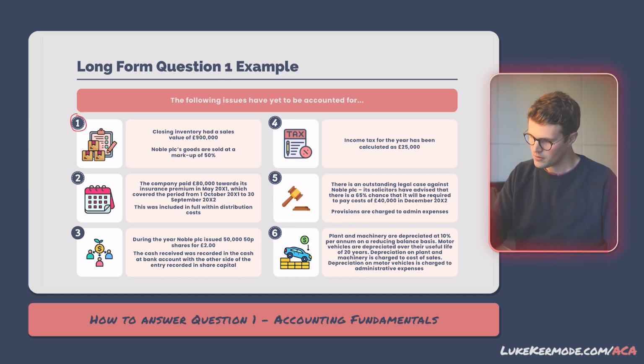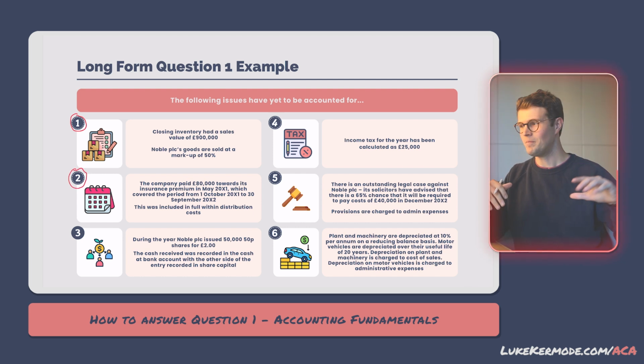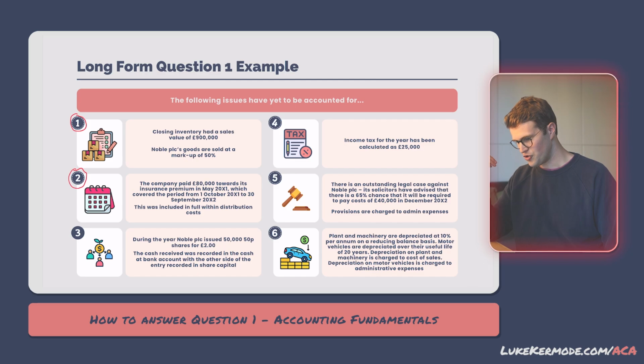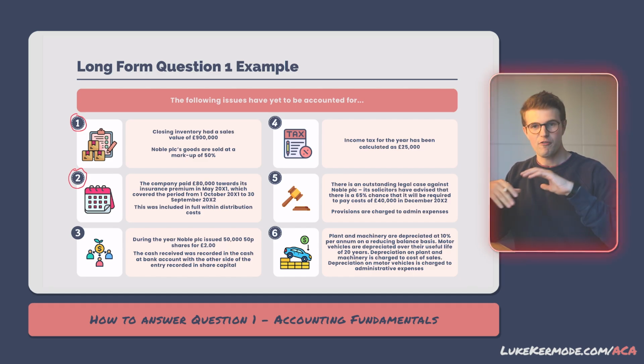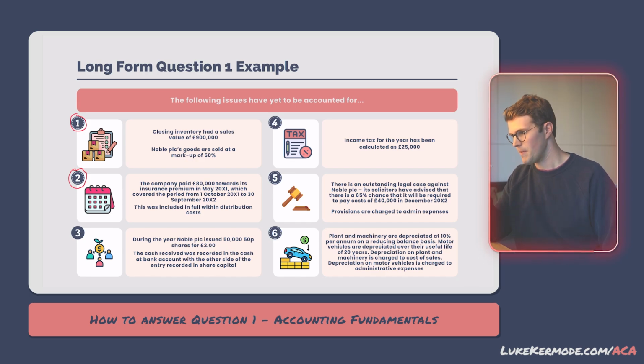Issue 2, the company paid £80,000 for an insurance premium covering the period running from October 20x1 to September 20x2. This £80,000 was recorded in full within distribution costs. Now, given that only 3 months of the insurance policy actually relates to the current financial year ending 31st of December 20x1, the rest, covering the period from January 20x2 to September 20x2, is going to be a prepayment, so we'll need to adjust for that accordingly.